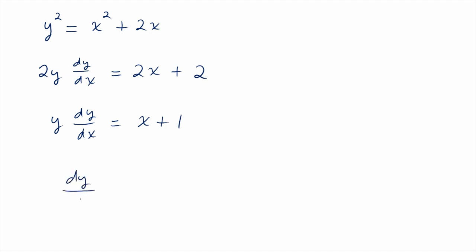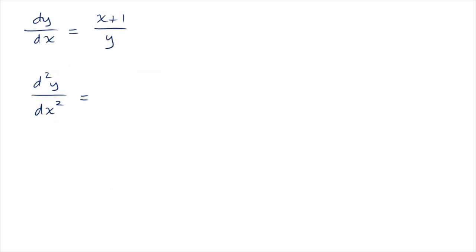So dy/dx is equal to x plus 1 all over y. So there's our first derivative, dy/dx. So we have dy/dx is equal to x plus 1 over y. Now let's find d squared y over dx squared, or the second derivative, by using the quotient rule.